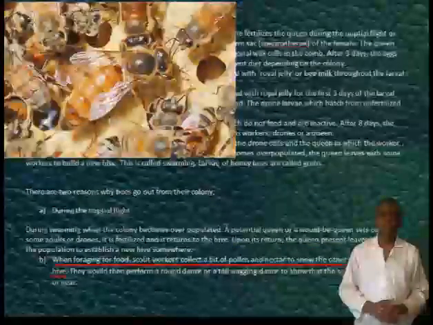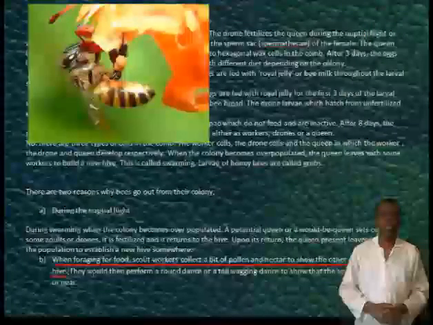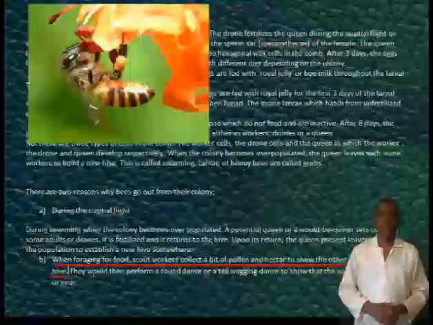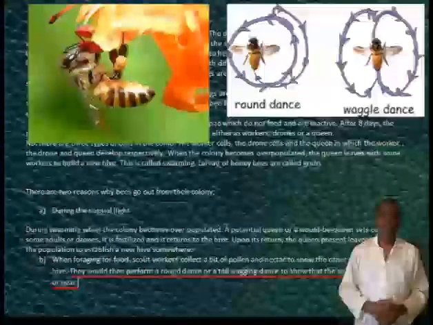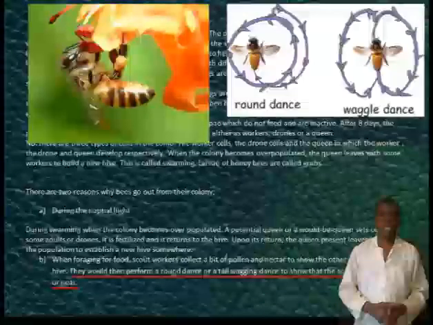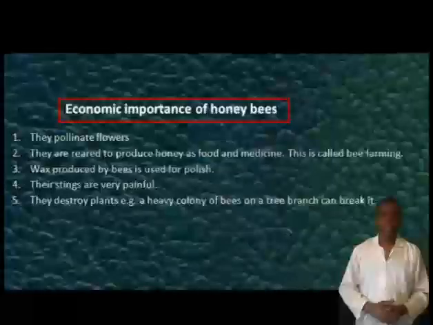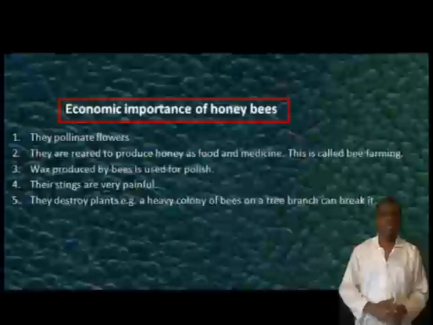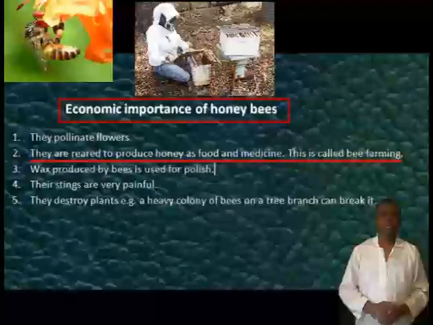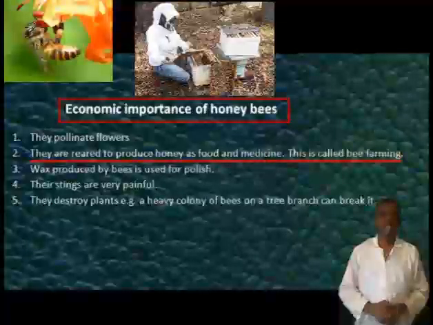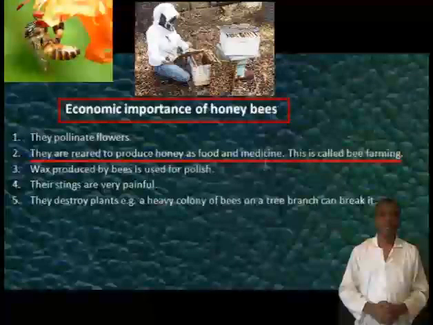When foraging for food, scout workers collect a bit of pollen and nectar to show the other workers in the hive. They will then perform a round dance or a tail wagging dance to show that the source of food is far or near. Economic importance of honeybees. They pollinate flowers. They are reared to produce honey as food and medicine. This is called bee farming.